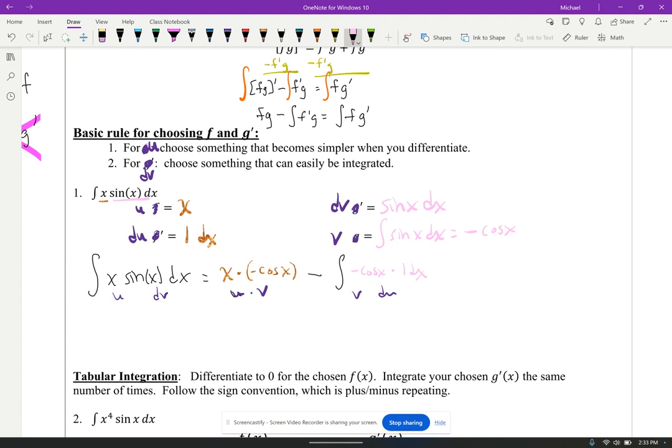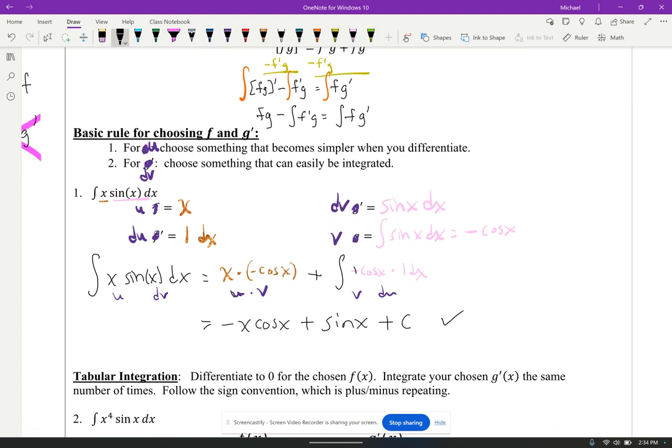Okay, so this part is what I need to figure out. Well, this part is already taken care of. I don't have to take any antiderivatives here. I'm just multiplying x times negative cosine x, and that's negative x cosine x minus. Well, I have a negative here in my integrand, so I'm going to factor it out, and when I do, it becomes a plus. And then I'm taking the antiderivative of cosine x times 1 dx, or just cosine x, and that's sine x. Add a c, and we're done.